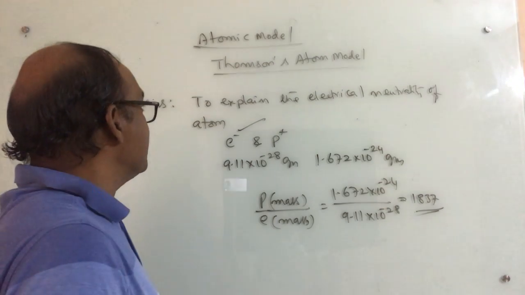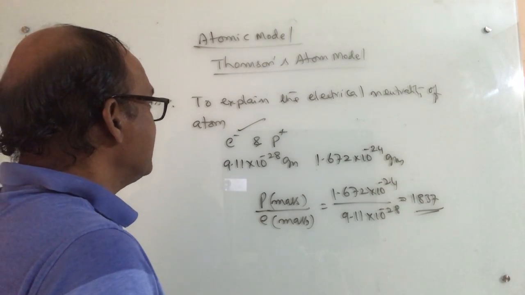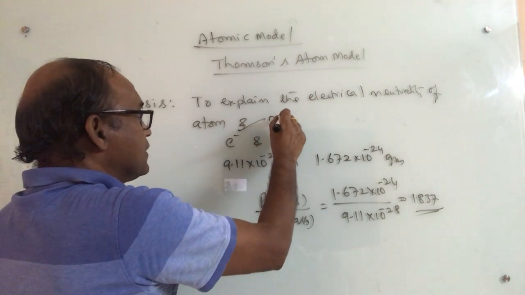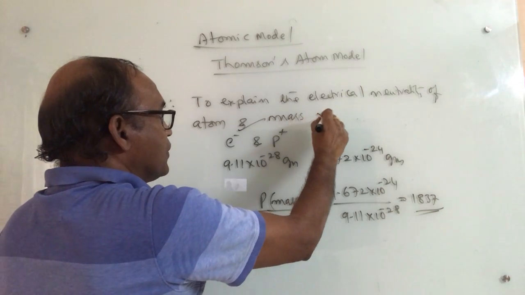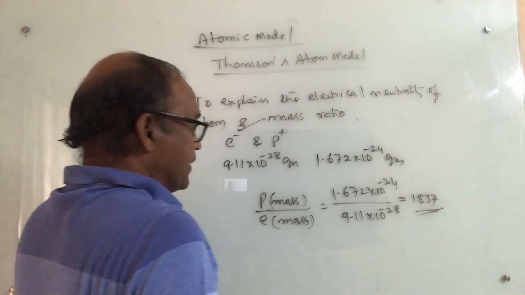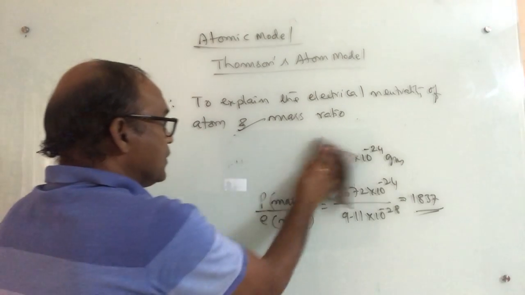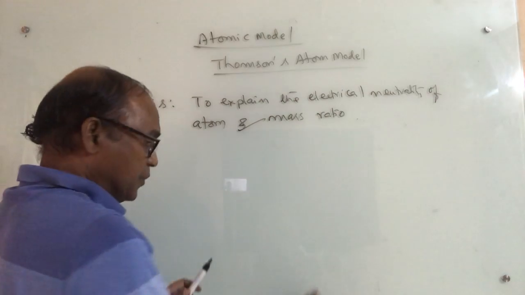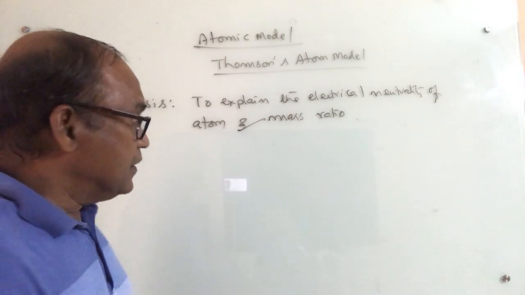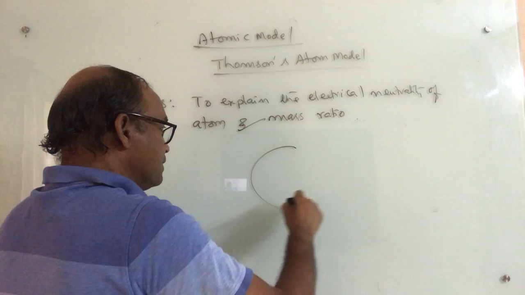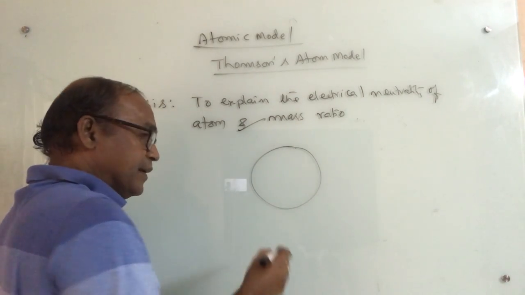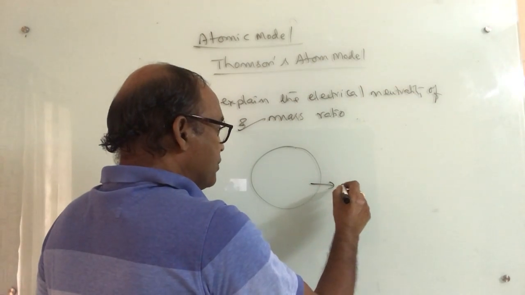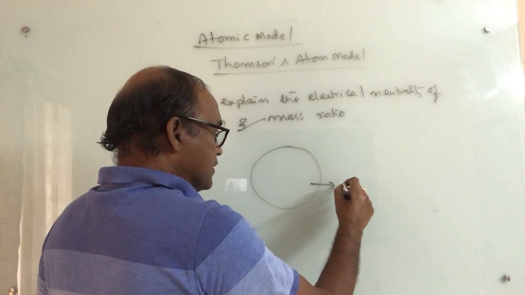Two aspects. One is to explain the electrical neutrality, and the other is the mass ratio of these two particles, 1837. These two pieces of information were the basis for proposing the model. He said the atom is spherical, and the entire mass is said to be made up of the proton, hence this is the positive background.